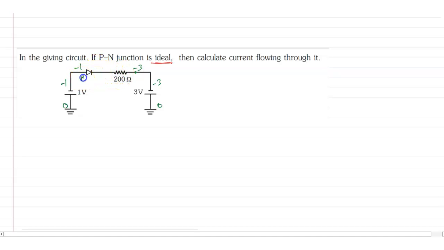Forward bias means the P side should be positive and the N side negative. Here the P side is minus 1 and the N side is minus 3, so the P side is at a higher voltage than the N side, since minus 3 is smaller than minus 1. So this is forward bias, the diode will conduct, and the potential difference across the resistance will be minus 1 minus minus 3.